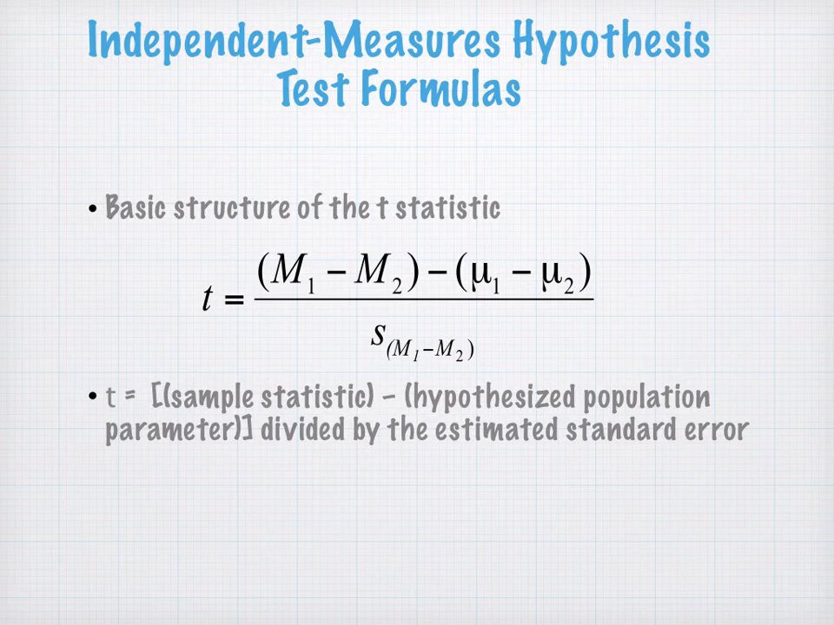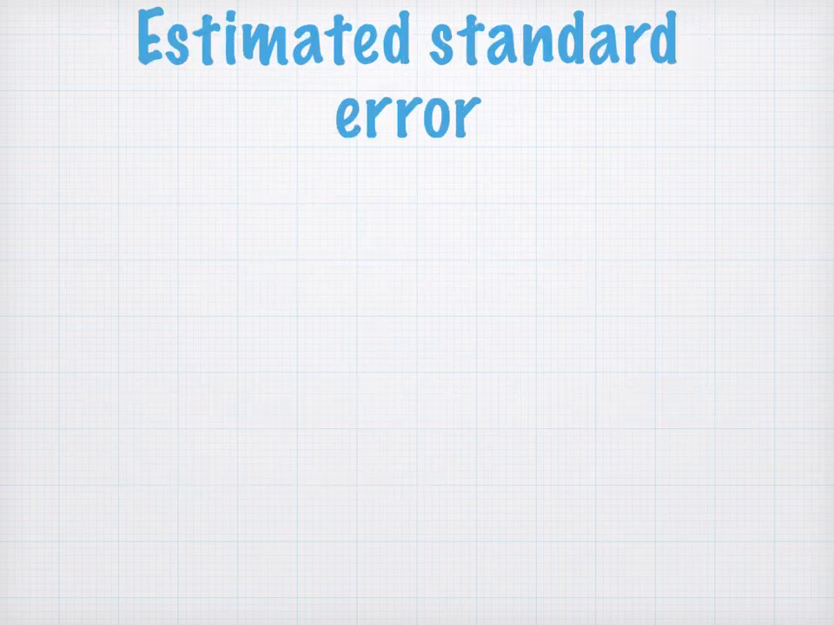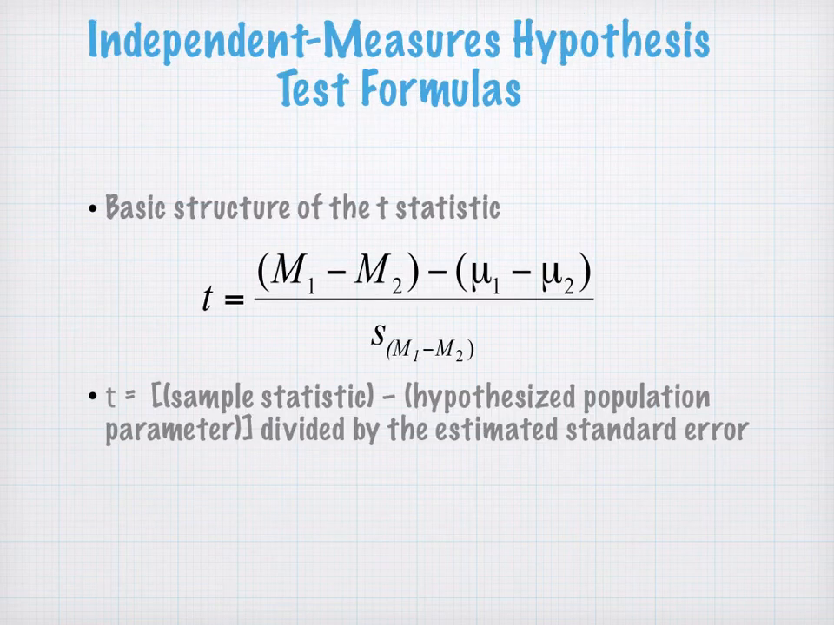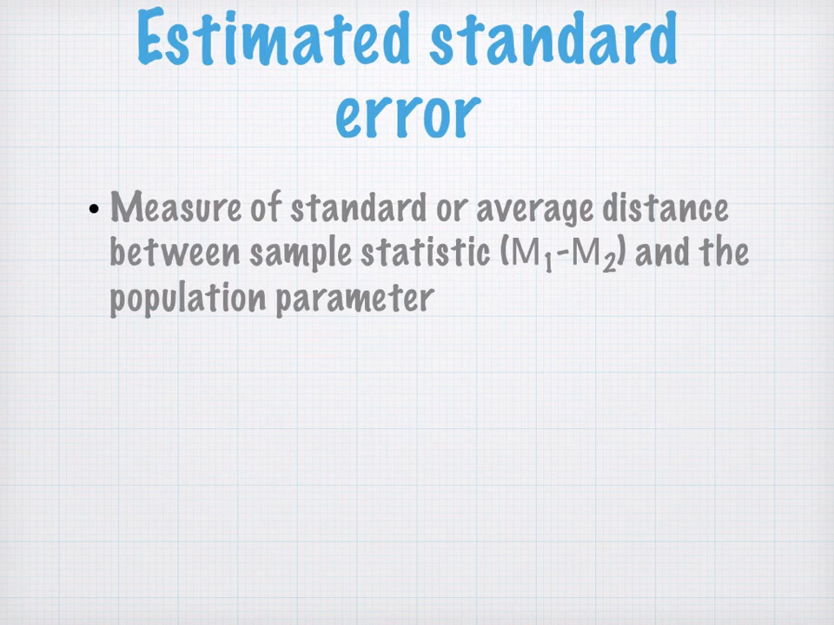And we'll go through how to estimate that standard error in some detail. We'll get to have more fun with sums of squares, which I know you guys have dearly missed. The independent measures t-test is again that t statistic. Okay. So the estimated standard error is the average distance between the two means and the population parameter.